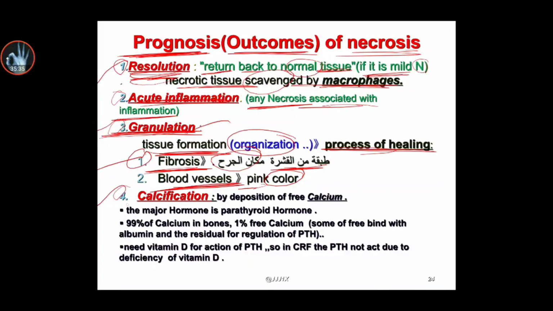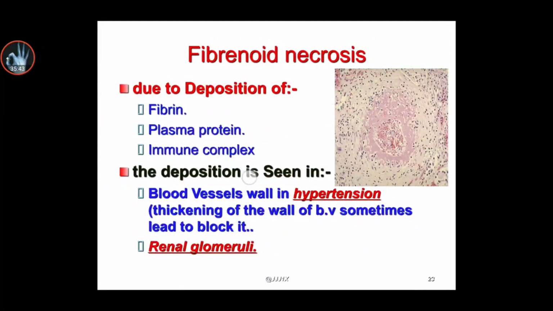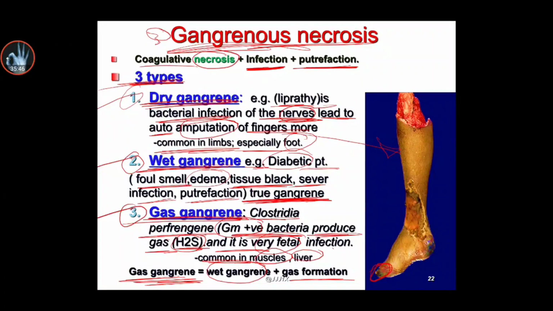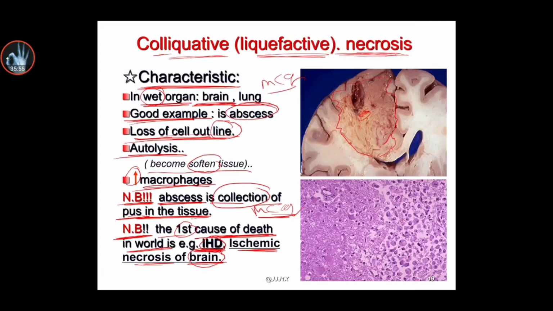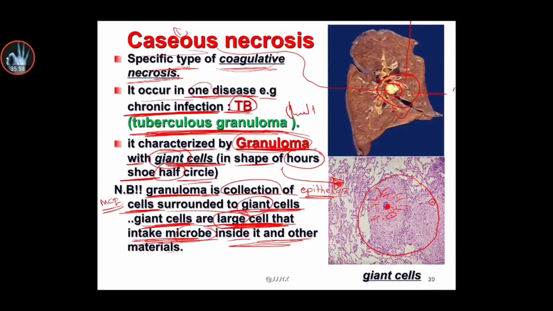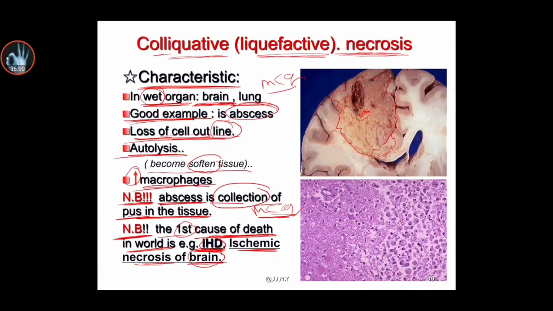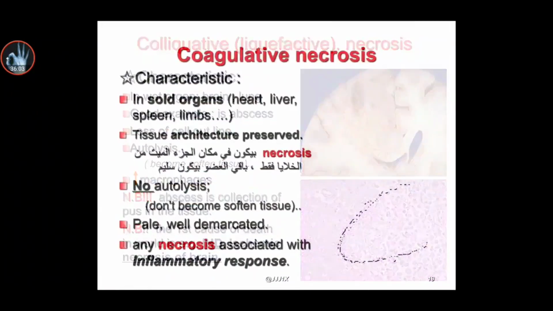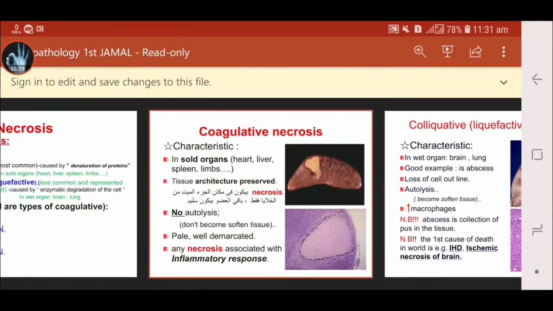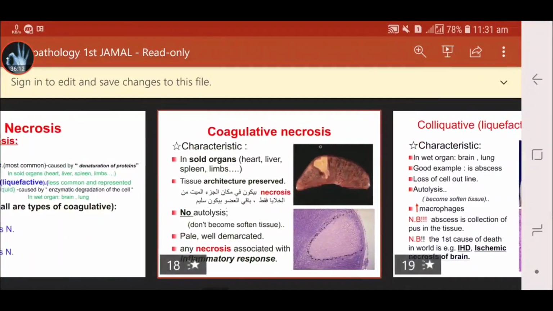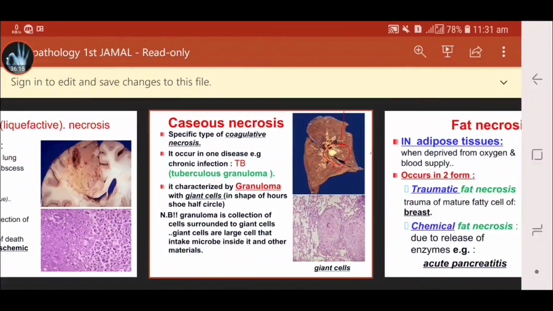The fourth result is calcification by the deposition of free calcium. So we can describe here the necrosis, for example, as calcification, deposition of calcium. And I think there are no pictures. The picture which was here, we can describe this one as granulation.